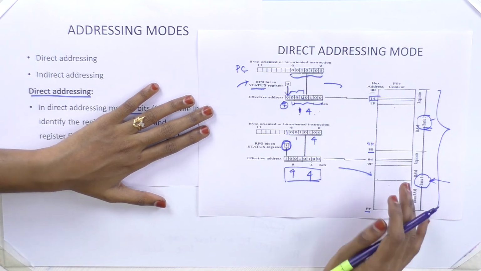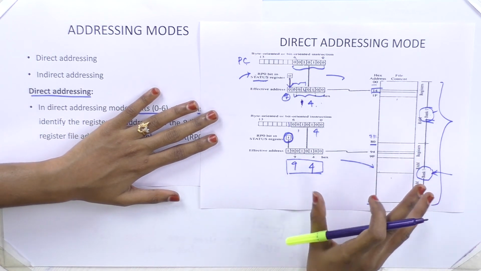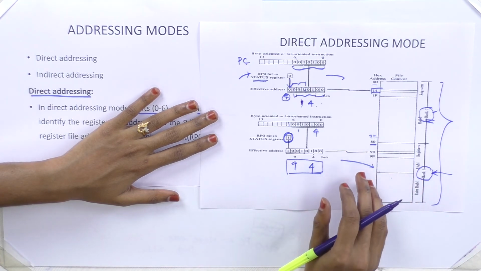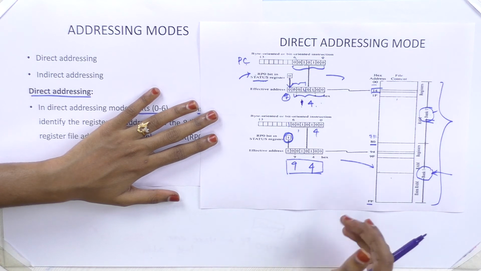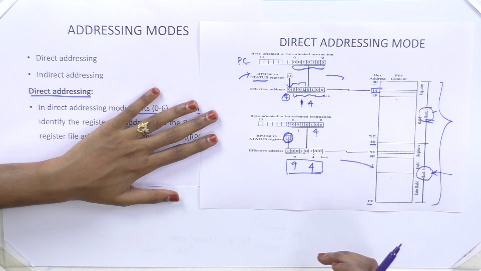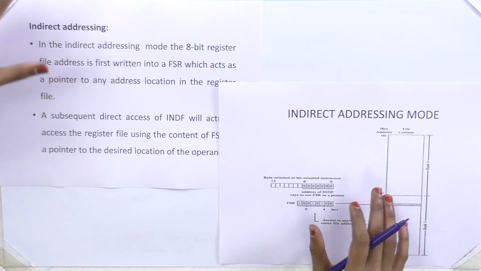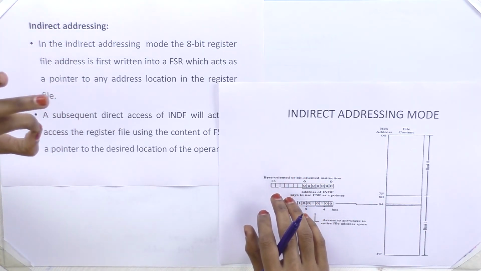Okay, so in direct addressing mode we will mention the register's address in the instruction itself. In that, the 0th to 6th bits we will take from the instruction, and the 7th bit we will take from the RP0 bit of the status register. So that will decide whether we are accessing bank 0 or bank 1. Fine. And the next addressing mode is indirect addressing mode.